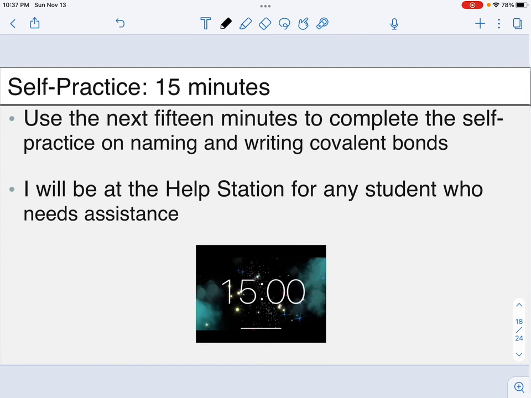So what I'd like for you to do is, on your worksheet, there's some independent practice on the backhand side. I'd like you to spend 15 minutes to work on this. Complete the self-practice on naming and writing covalent bonds. And since you're doing this at home, or in another place other than my classroom, I won't be available at the help station to help you, but you can even take more than 15 minutes, okay? So go ahead and pause the video and work on the independent practice on the back side of your worksheet.